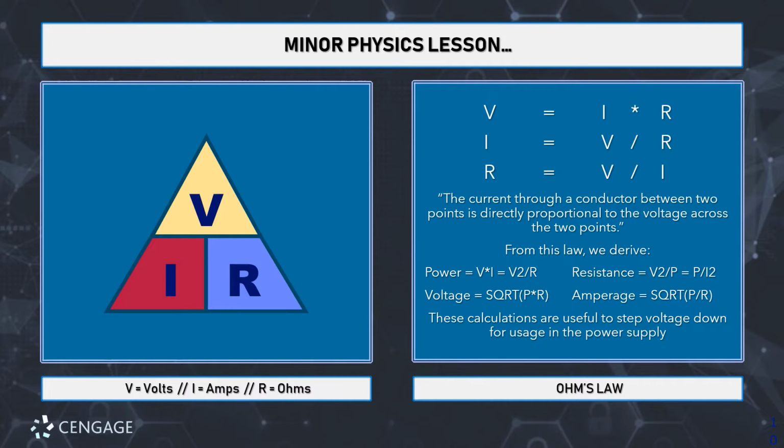I apologize for the lack of superscript on the V squared that should be there for power. Same thing for resistance: V squared over P, or P over I squared for resistance. Voltage is equal to the square root of P times R, and amperage is equal to the square root of P over R. Now, why do we need to know this stuff? You know, we're not electrical engineers in this particular class.